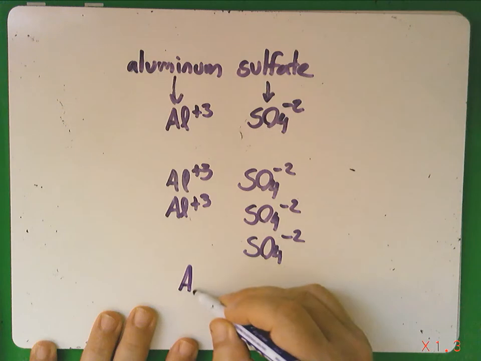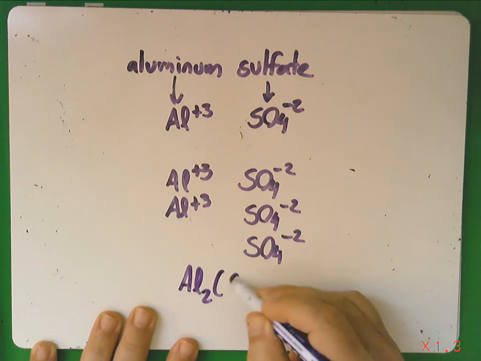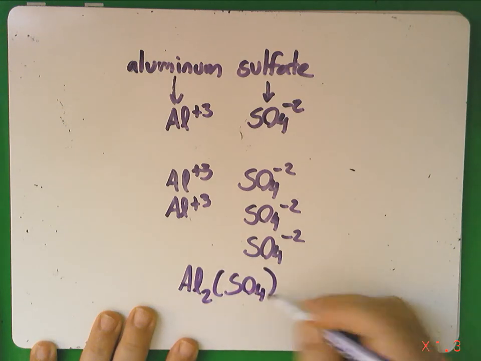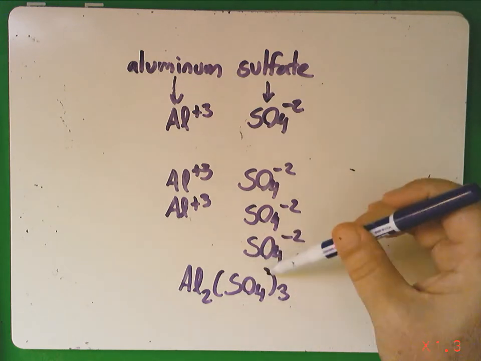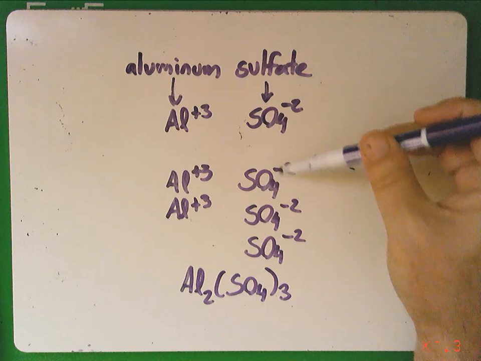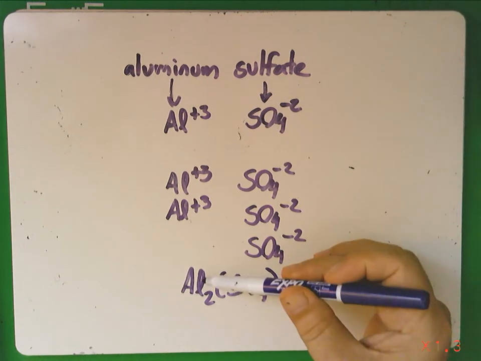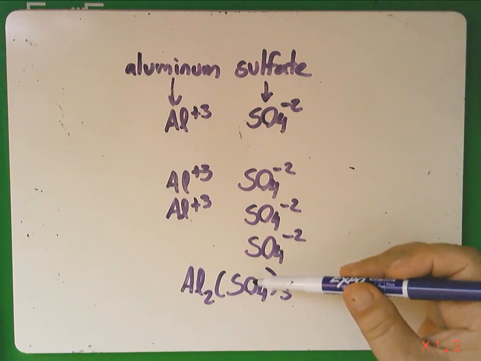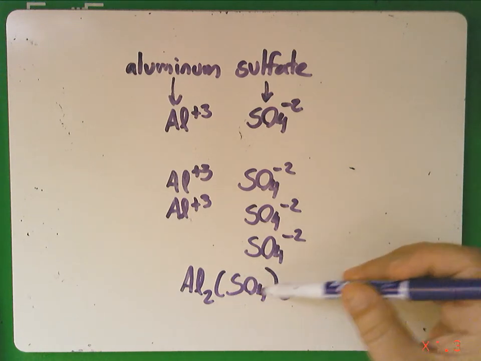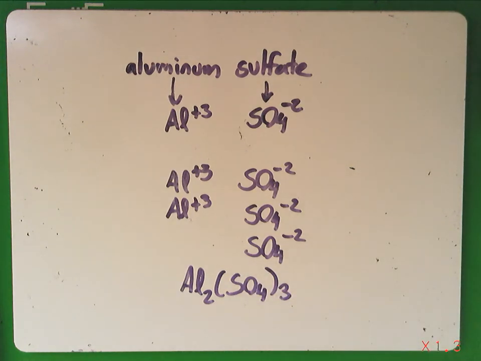So I can write Al2(SO4)3. That will be the formula for this. I have to use parentheses because I have 3 copies of that. I don't have to use parentheses around the aluminum because it's a monatomic ion. You only use parentheses when you have multiple copies of a polyatomic ion.